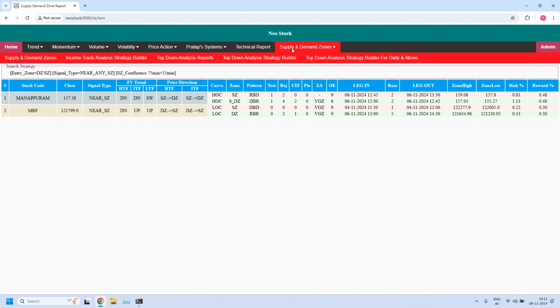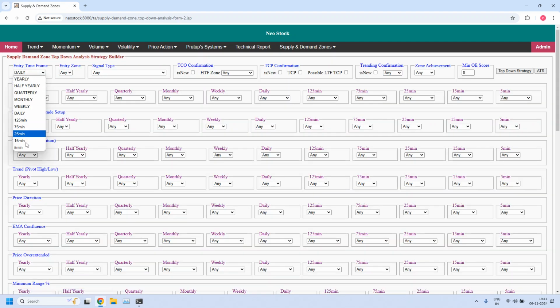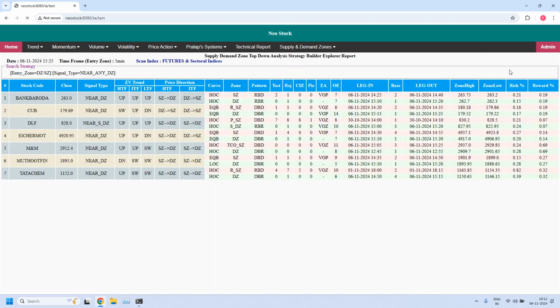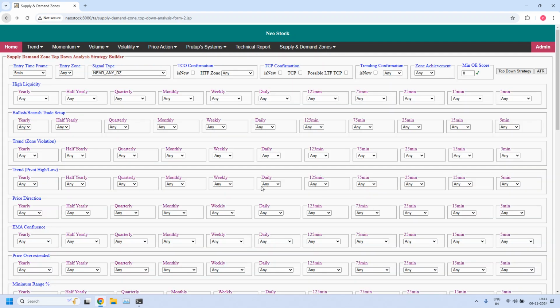Okay, next time frame is 5 minutes. Let's find the stocks near the 5 minutes demand zone. 7 stocks are filtered. Let's verify how many of these demand zones are having ITF confluence.